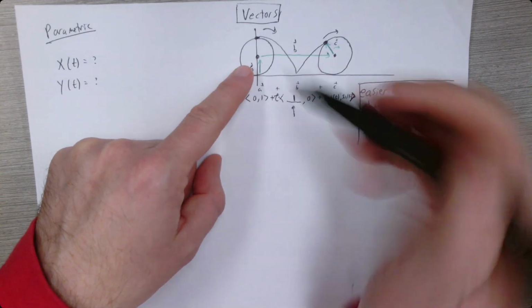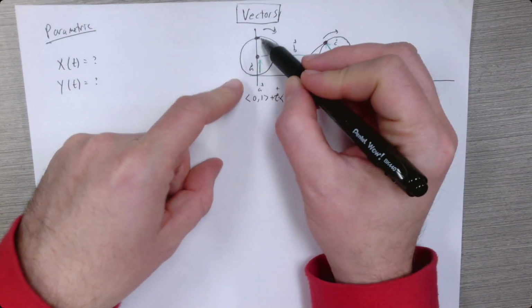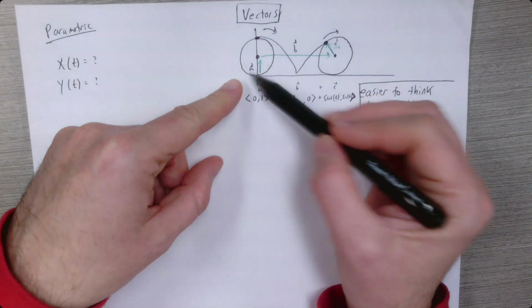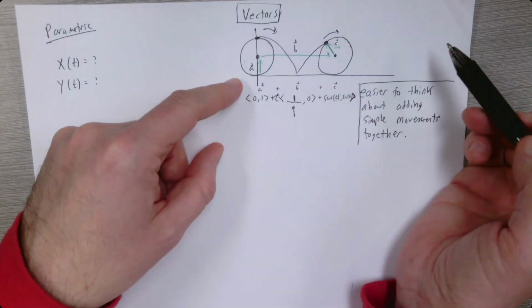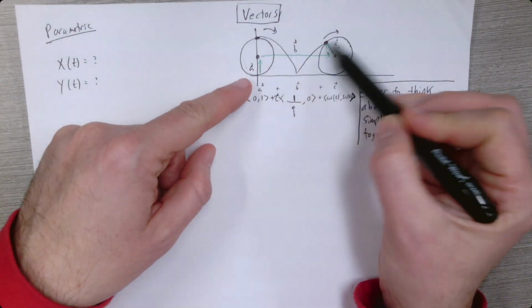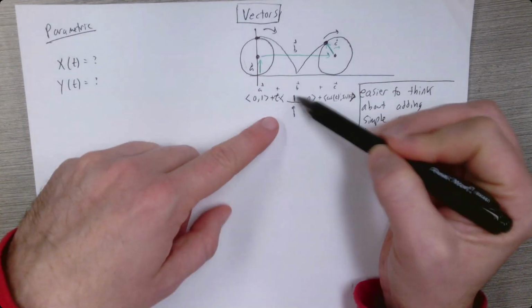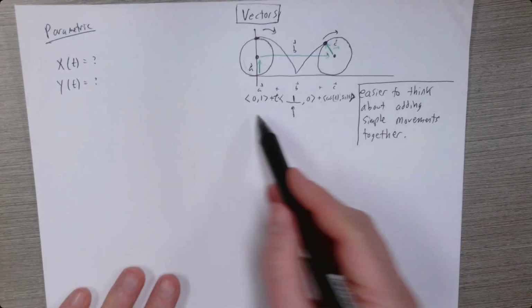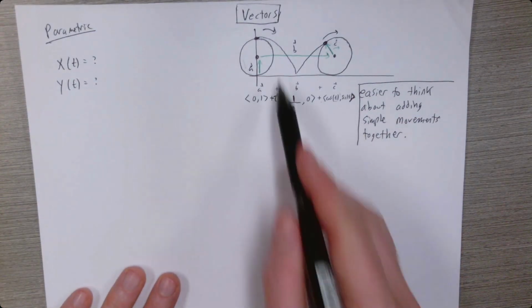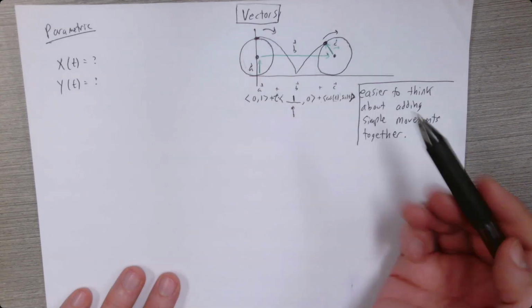That makes sense because that's the same as 1 full circumference, because the circumference is 2 pi times the radius, which is 1. So if I roll 1 full circumference, I will have gone 2 pi, and so that all checks out. So this is now a correct set of vectors to describe the movement of that point.